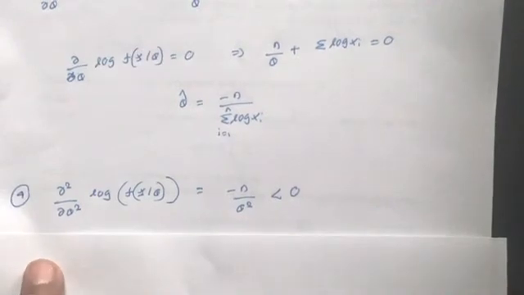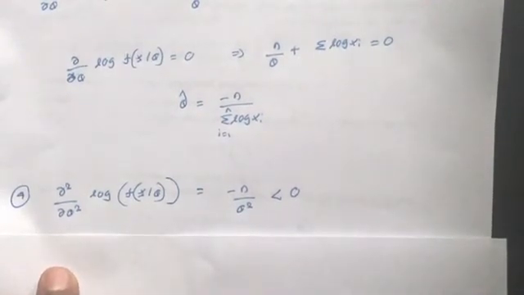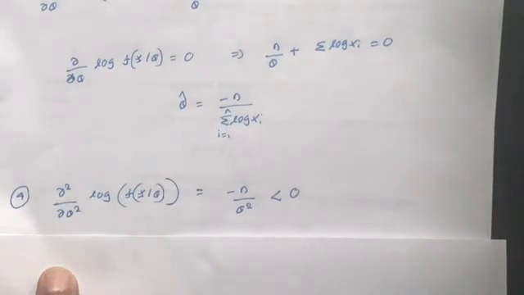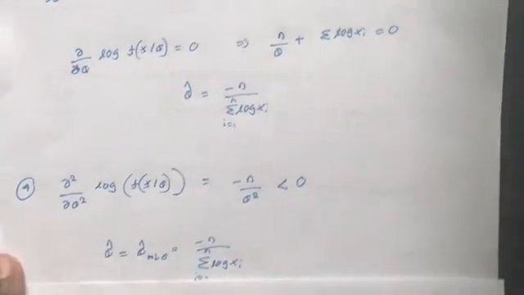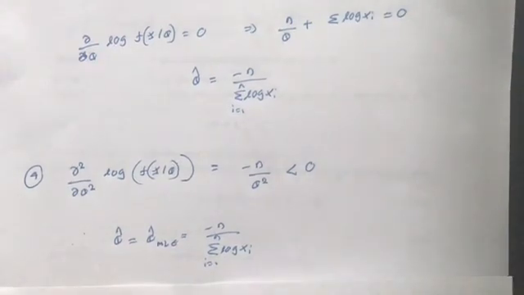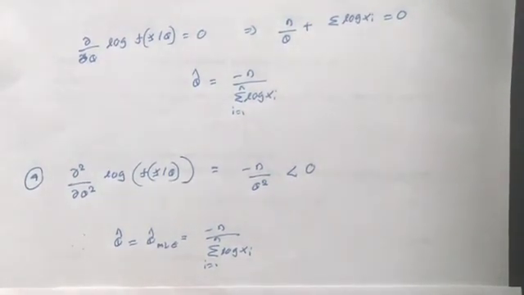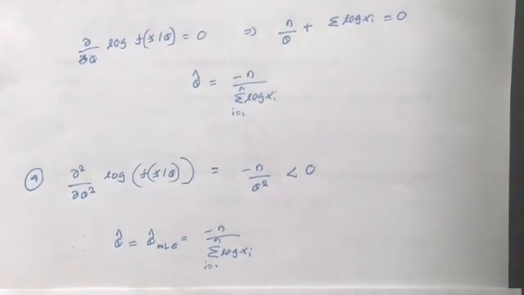So that means the second derivative of this log likelihood function is negative. Because of that, this will be a maximum value of this estimator. So our maximum likelihood estimator for this example is equal to negative n divided by the summation of log xi. Alright, so this is about maximum likelihood estimators.